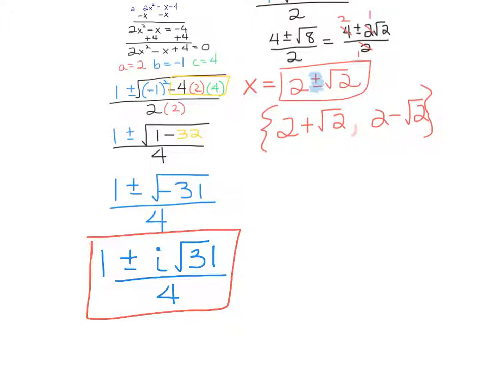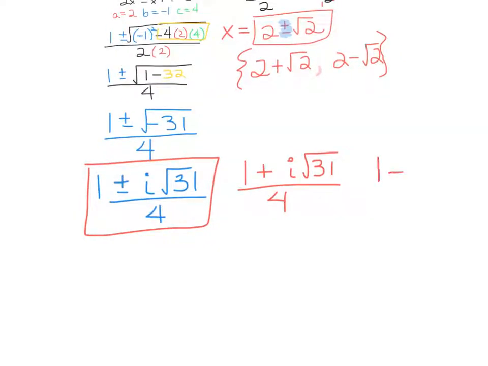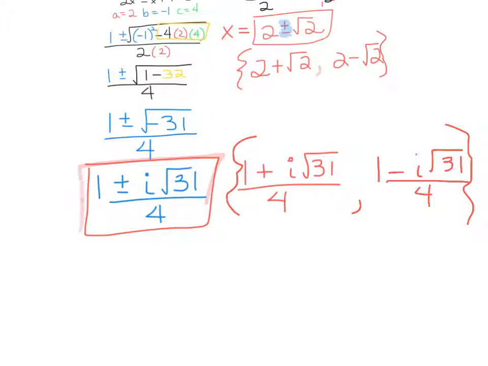Again, if you want to break it apart, you could show it as 1 plus i square root 31 over 4 and 1 minus i square root 31 over 4. It is both of these answers. I'm okay with you leaving it with the plus minus sign. You will see that on the SAT, the plus minus sign.